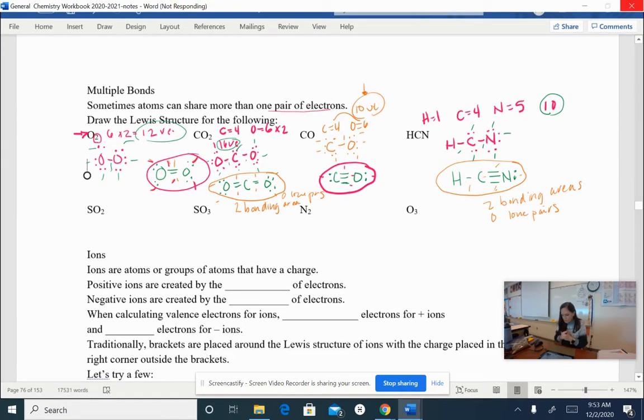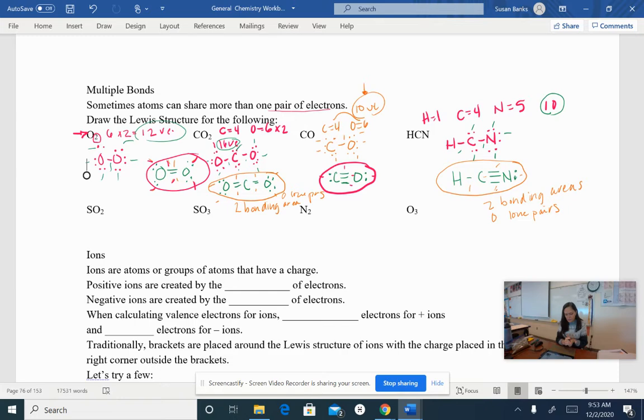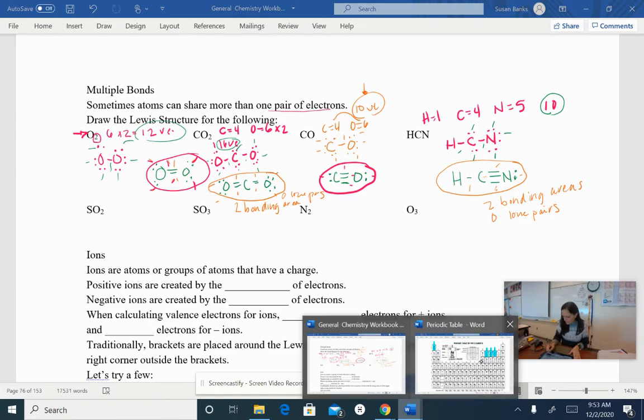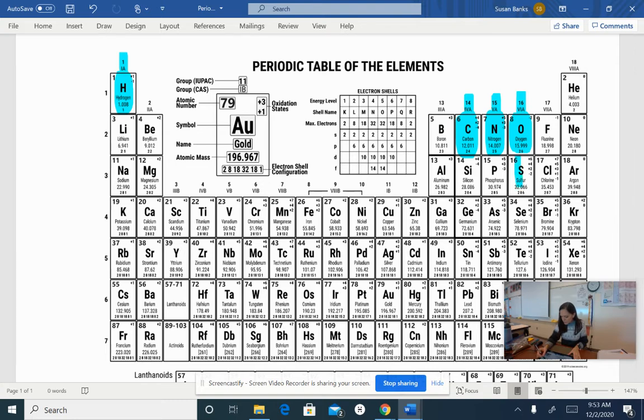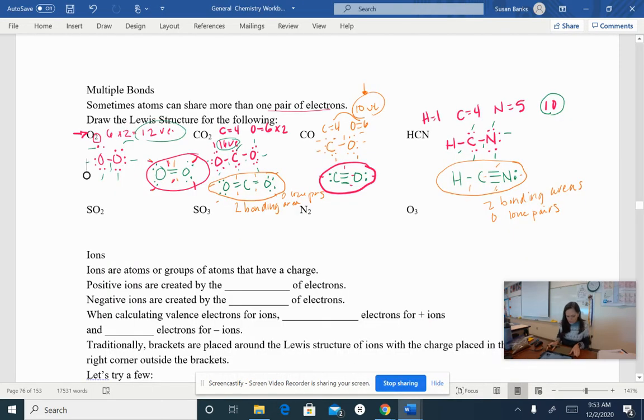Okay, so next thing, we're going to look at sulfur dioxide. So we need to look at sulfur and we need to look at oxygen. Sulfur also has 6 valence electrons, just like oxygen. So sulfur has 6 valence electrons and oxygen has 6 as well. I've got 2 oxygens, so I'm going to multiply my oxygen by 2. This gives me a grand total of 18 valence electrons.